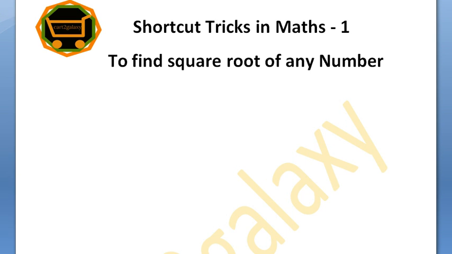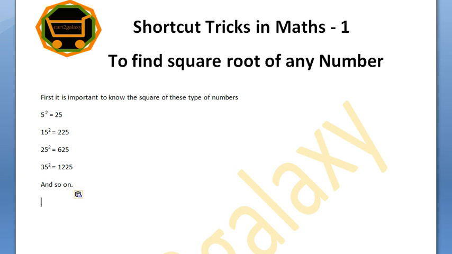Our first part is to find the square root of any number. By any number, I simply mean to find the square root of a perfect square, because in competitive exams, questions based on perfect squares are usually asked and they want us to use tricks instead of the complete method. So let us move to the topic.